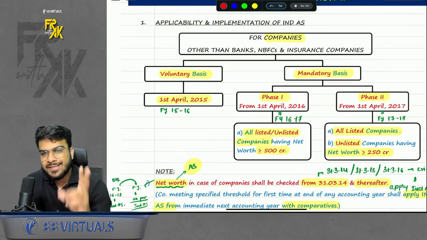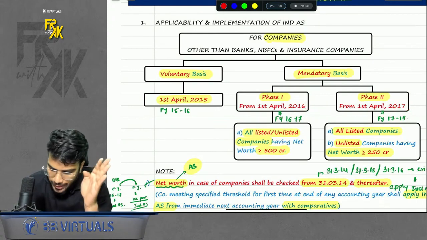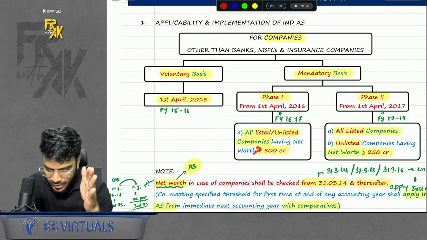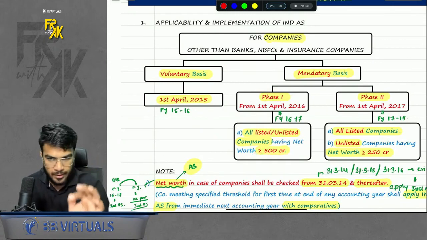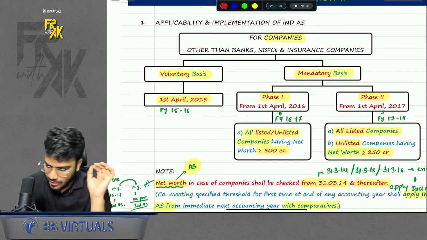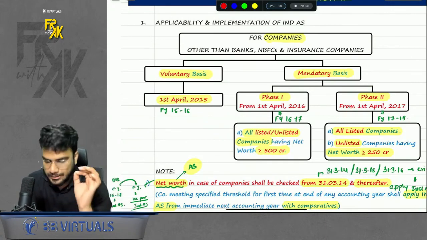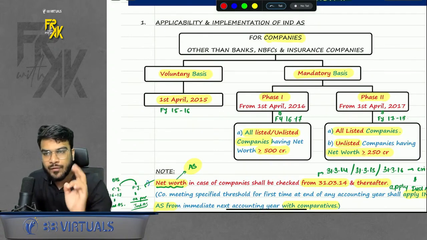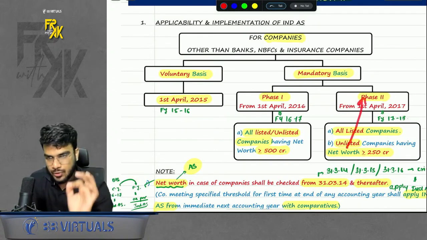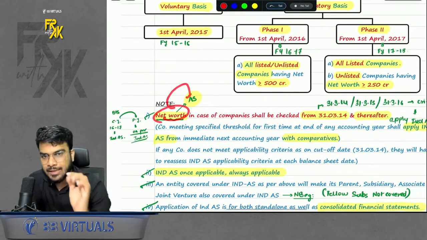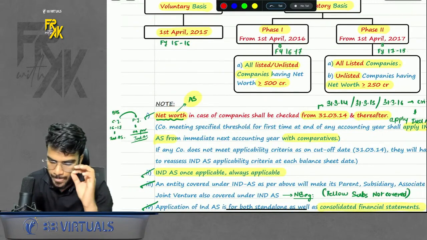Under this, there were 2 phases, phase 1 and phase 2. In phase 1, all listed and unlisted companies having a net worth greater than or equal to 500 crores were covered. Under phase 2, if you are a listed company, that is sufficient, you will get covered under phase 2. Otherwise, if you are an unlisted company with a net worth greater than or equal to 50 crores, you will get covered under phase 2. Always remember the net worth which we check should be computed as per AS. The formula will be discussed later on.